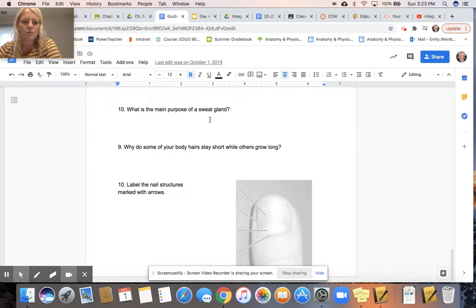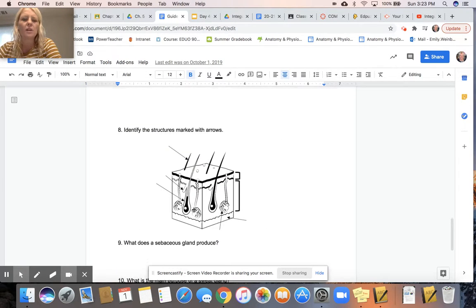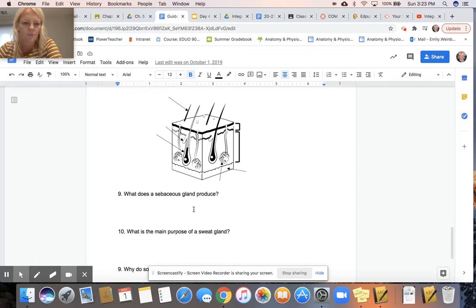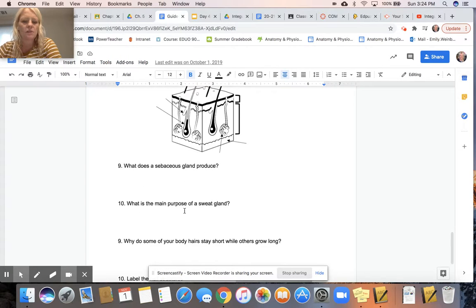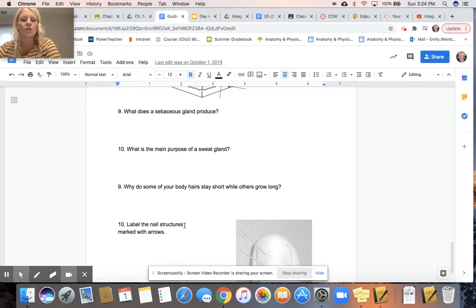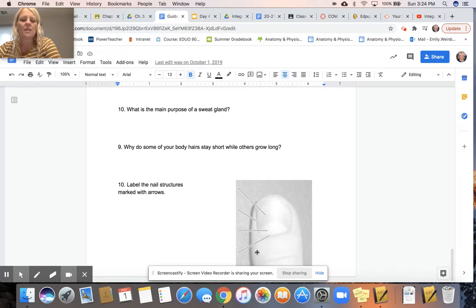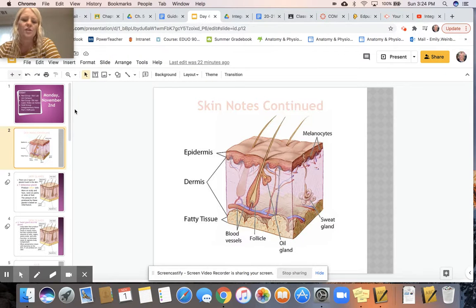Today, you're going to do 8 through 10, so you're going to be labeling some parts of the integumentary system. You're going to be answering some questions about some of the structures that we're going to be talking about, and then labeling one more time the nails. If you don't have this, stop this, go get it, come back and get moving. We're going to do this, and then I'm going to briefly introduce to you a project that you're going to be working on over the next week or so in class and for homework.